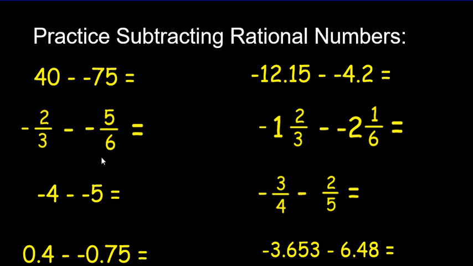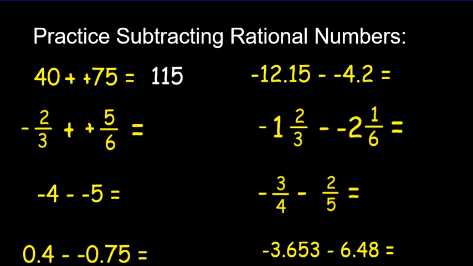Let's do some practice. Here we go. Don't forget to use keep, change, opposite, and then think about how you would add those values. So keep, change, opposite. What'd you get? Great job. How about the next one? Keep the first value the same. Change the minus to a plus. And then the opposite of negative 5/6 is positive 5/6.